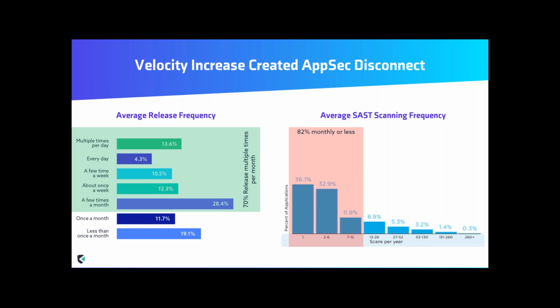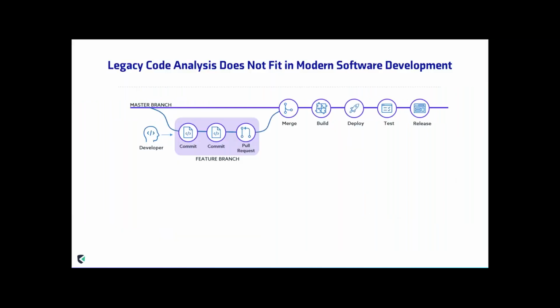So if we were to look at how a modern development cycle looks like, why is this disconnect happening? So yeah, this is another thing where 18% of organizations are releasing daily, less than 0.5% of those organizations are scanning the code every day. Now, why is that disconnect?